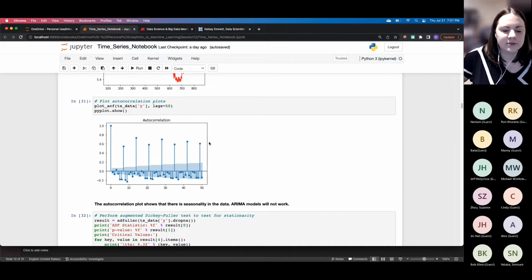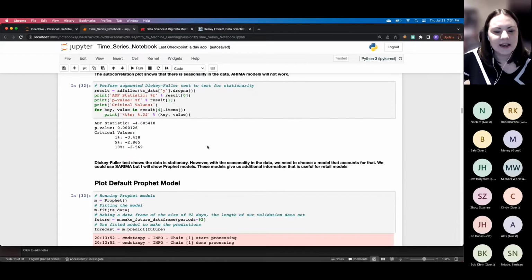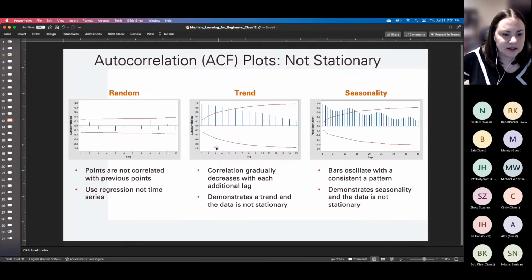But this confirms that, unless we did some manipulation to the data, a traditional model wouldn't work in this case. And even if it did, I really want to go forward with something else, because knowing my data and knowing that it's sales retail data, seasonality is very important in that particular field. So coming back to my slides.